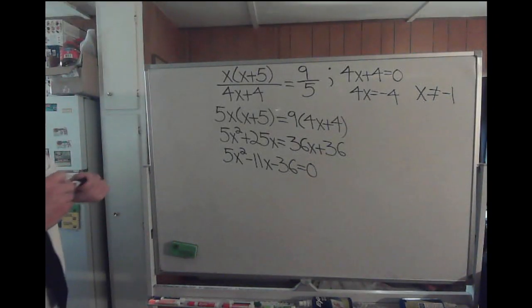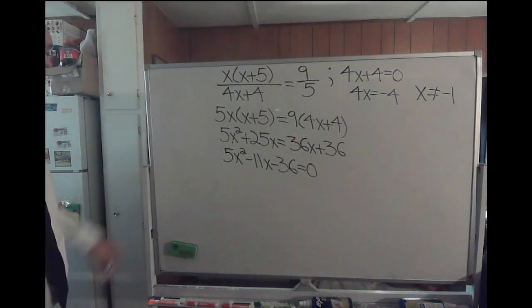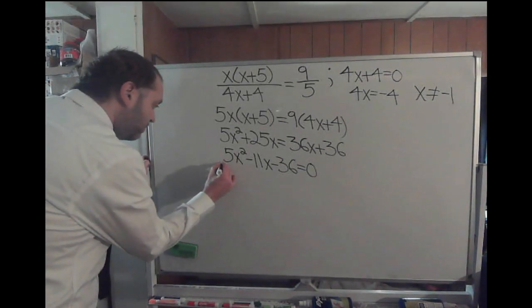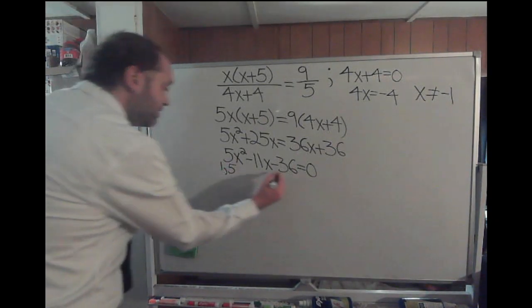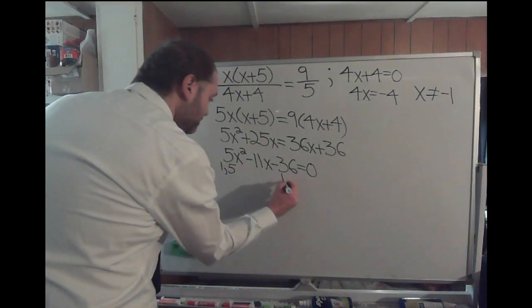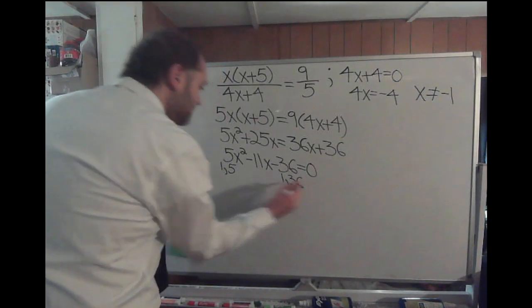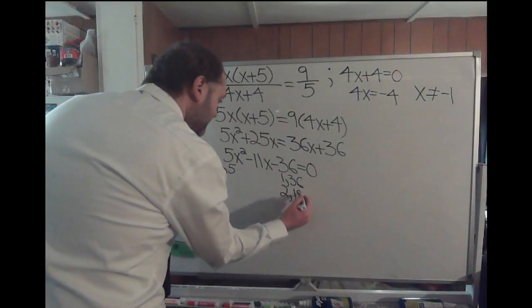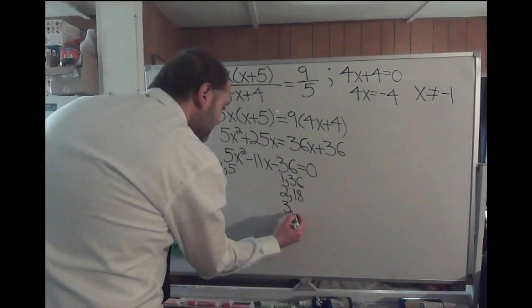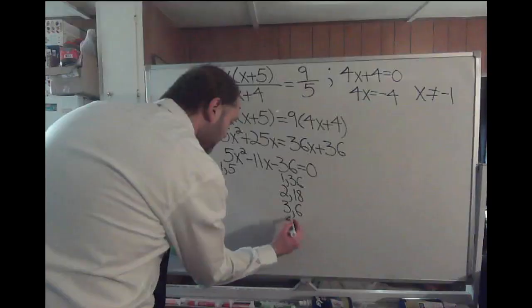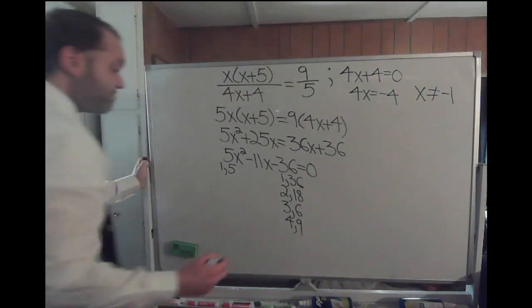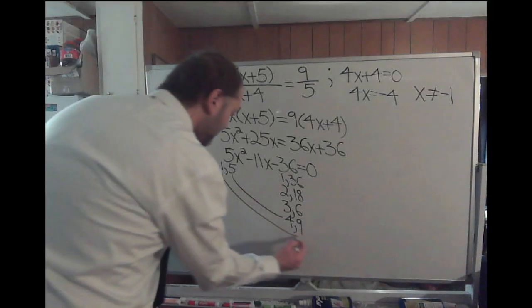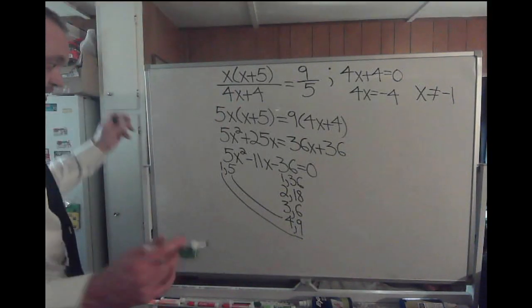Well, let's see if we can factor this instead of going straight for the quadratic formula. So what are some factors of 1 and 5 and then 36 that'll give us a middle term? We have 1 and 36. It'll give us a middle term of -11. We have 2 and 18, 3 and 6, and then 4 and 9. I'm actually thinking the 1 and 5 and then the 4 and 9. So let's try that.